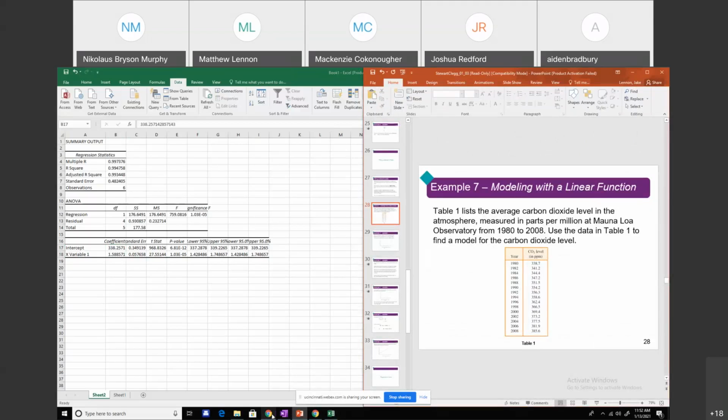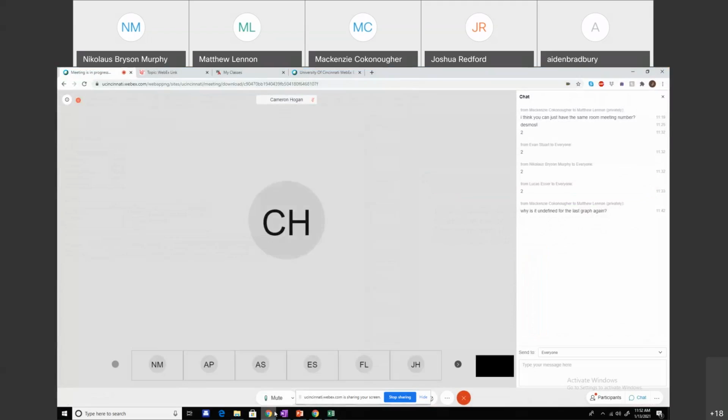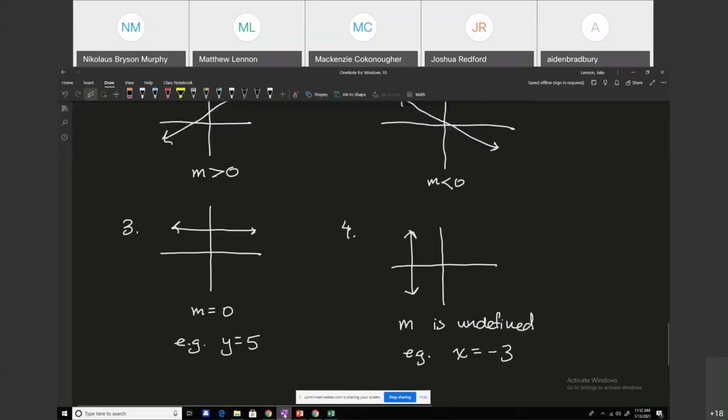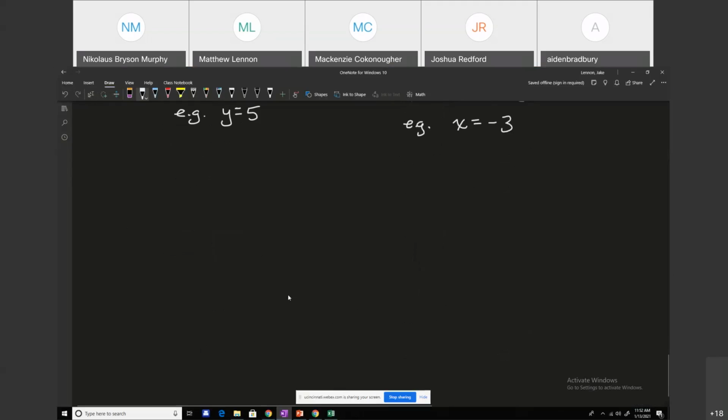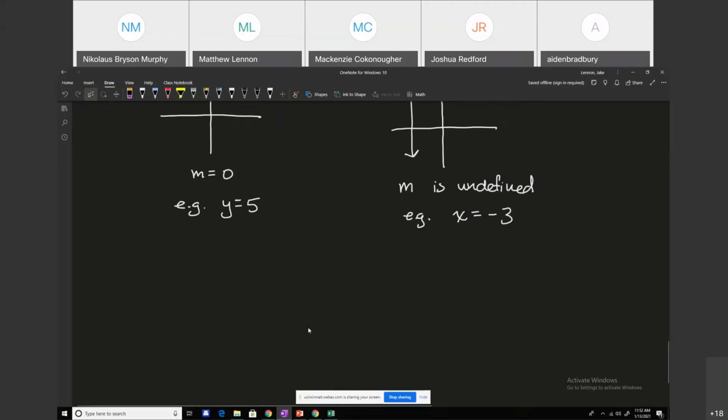Let me know if you have any questions. Why is it undefined for the last graph again? Oh, sorry, I'm just seeing that it's undefined. Let's have a look. Let's say we had this graph right here. Let's say we pick 2 points on this graph. Let's say, I don't know, -3, 0, and -3, 10, right? Any points with coordinates -3 are going to be on that graph.